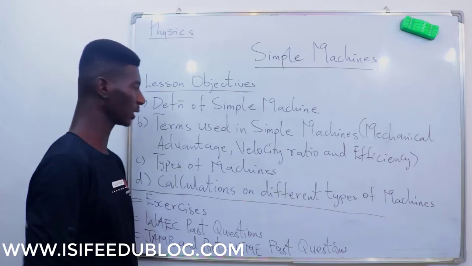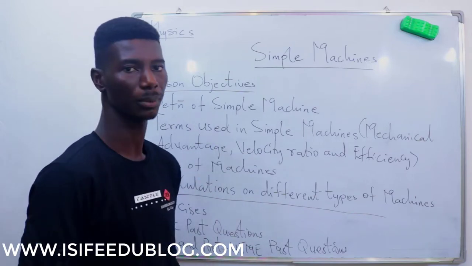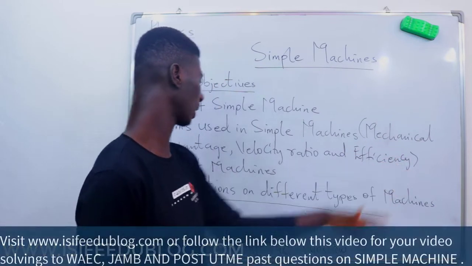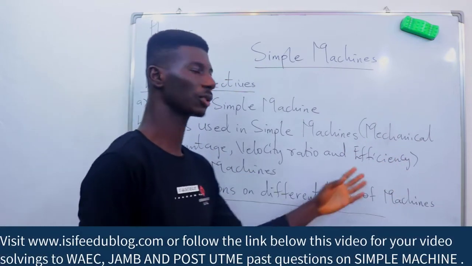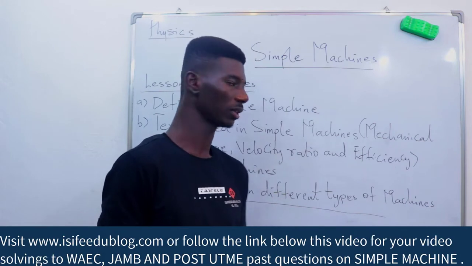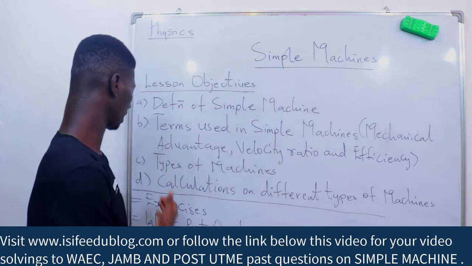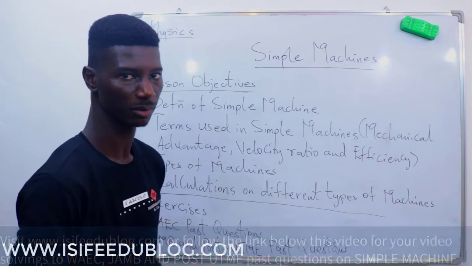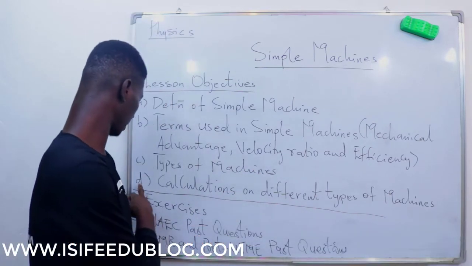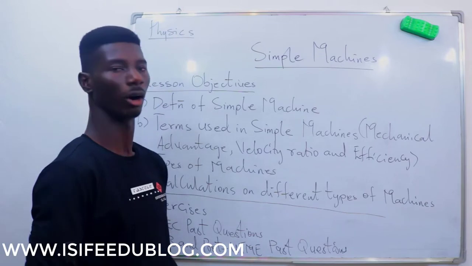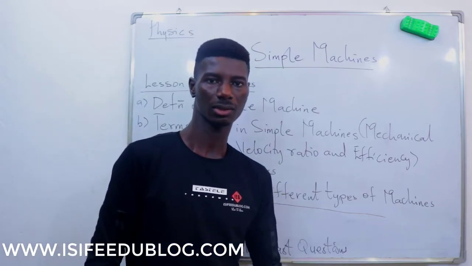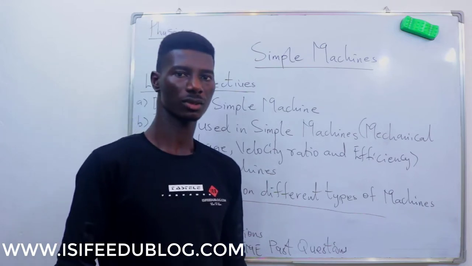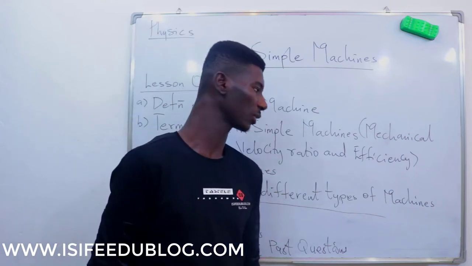The second objective here is terms used in simple machines. You can hear something like the effort, the load, mechanical advantage, velocity ratio, and efficiency. So we are going to handle those ones. Next, we have the types of machines. What are the types of machines we have? The last thing is the calculations on different types of machines. Different types of machines have different calculations, but when we enter that, we will see how to treat that.